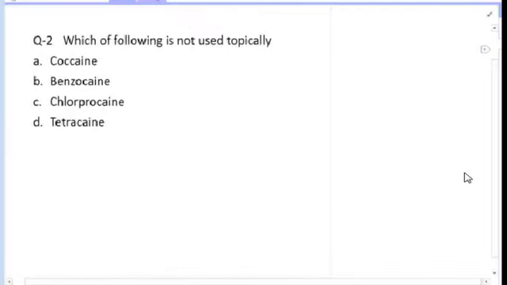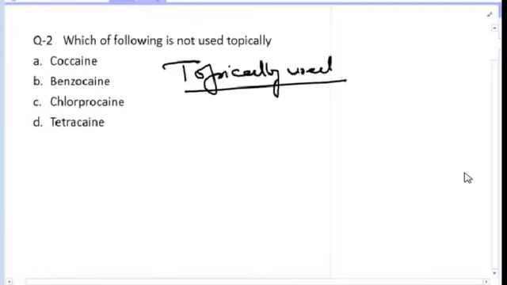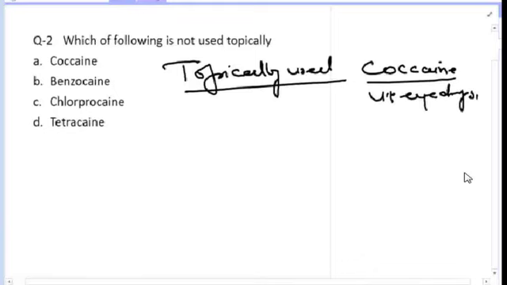Now, next question is, which of the following should not be used topically? So what are the local anesthetic agents which can be used topically? Topically used local anesthetic agents are cocaine. It is used as a 4% for eye drops.